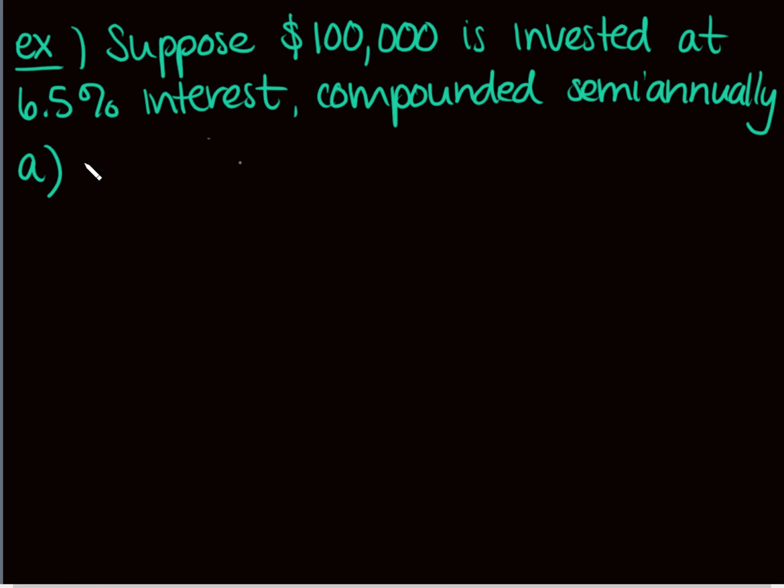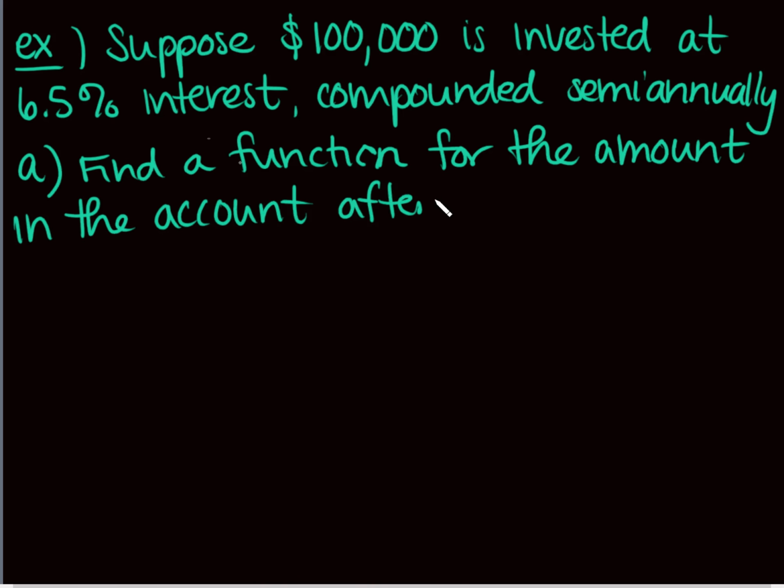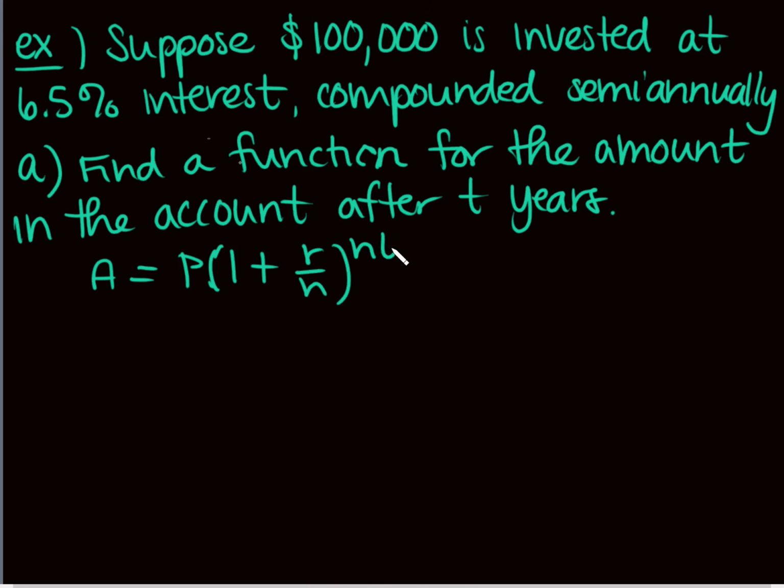So part A, find a function for the amount in the account after 2 years. Okay, so that's just going to go back to that kind of formula I gave you right there, and I'll give you that formula. You don't have to memorize that, but you'll probably end up memorizing it whether you want to or not. It's A equals P times (1 plus r over n) all raised to the nt.